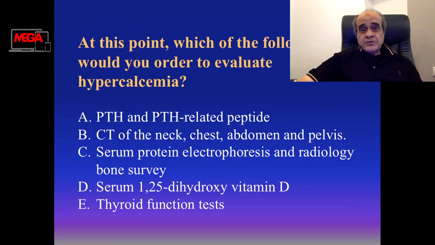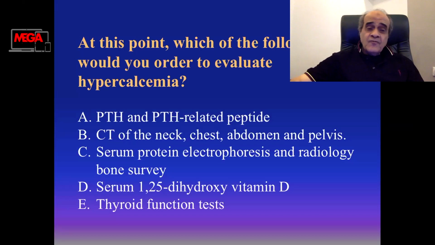At this point, which of the following would you order to evaluate hypercalcemia? You could ask for parathyroid hormone related peptide estimation, or CT of the neck, chest, abdomen, and pelvis, or serum protein electrophoresis and radiologic screening bone survey, or serum 1,25 dihydroxyvitamin D, or thyroid function test.